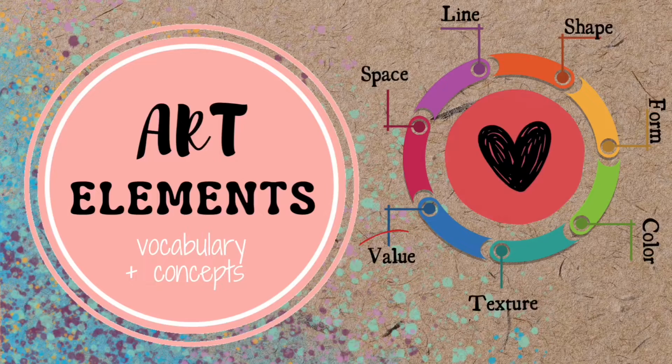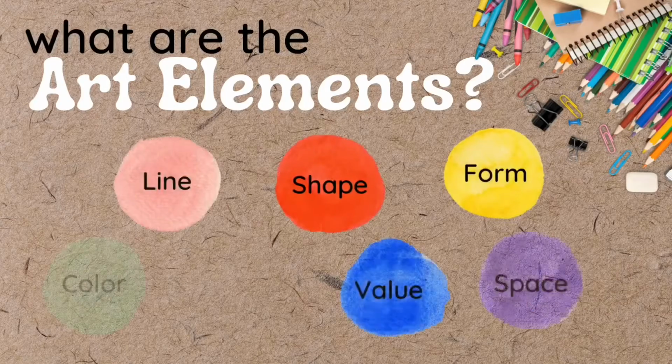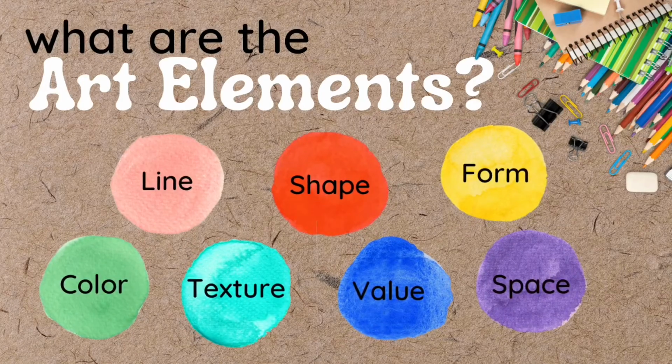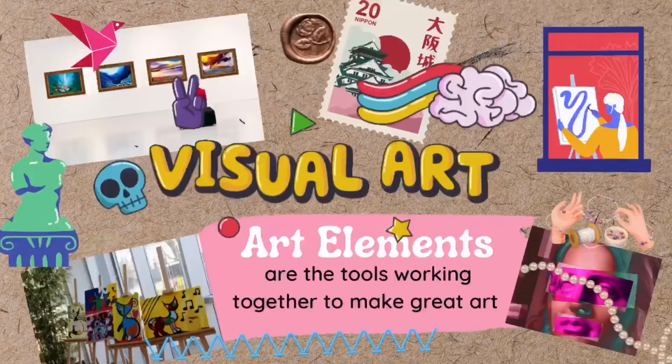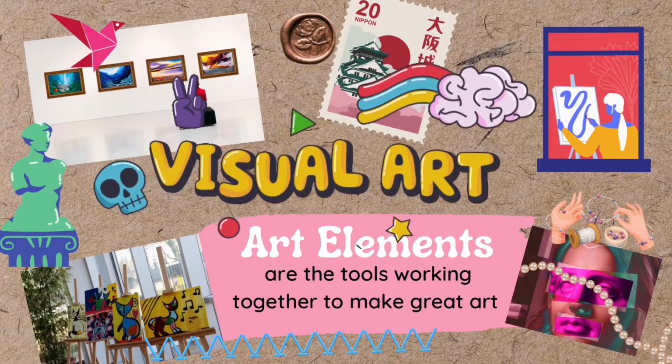Today in Art, Vocabulary, and Concepts, we'll be discussing the art elements. What are the art elements? Line, shape, form, color, texture, value, and space. In the visual arts, the art elements are the tools working together to make great art.